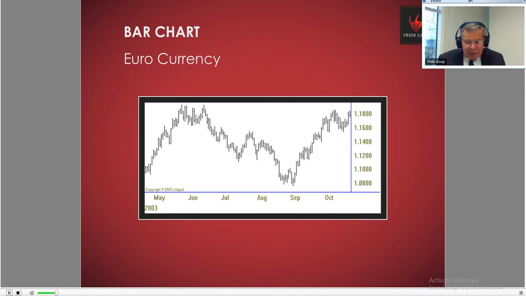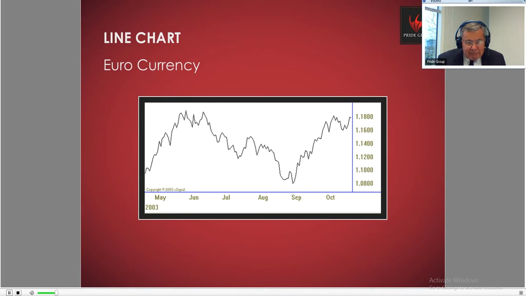Another type of chart that is also useful in getting a picture of where things have been, but less useful in terms of trading, is the line chart. The line chart simply takes the closing price each day and connects it with the previous day's price, drawing a line between the two. So the line chart represents the closing price every day over the period covered by the chart. But I don't believe it's as useful as the bar chart.